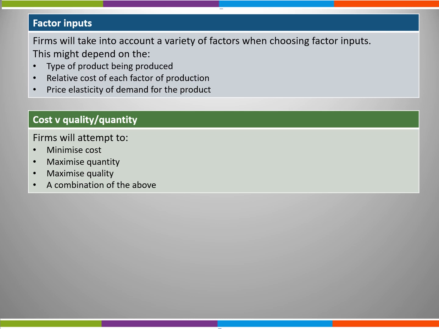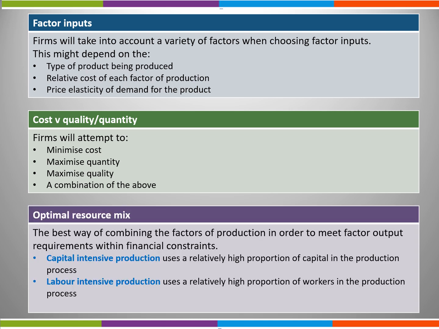Firms will attempt to minimize the cost of using factors of production whilst maximizing the quantity and/or the quality of the product. The optimal resource mix is how we refer to the best way of combining the factors of production in order to meet these requirements within financial constraints.